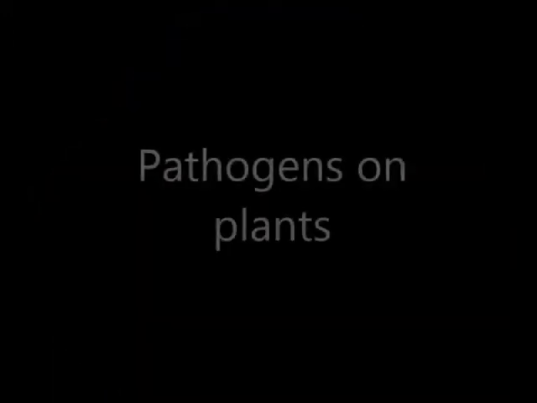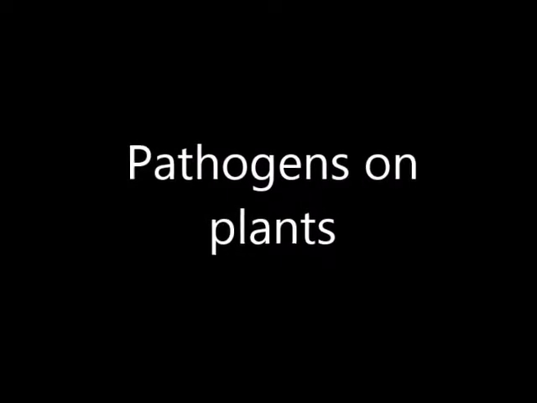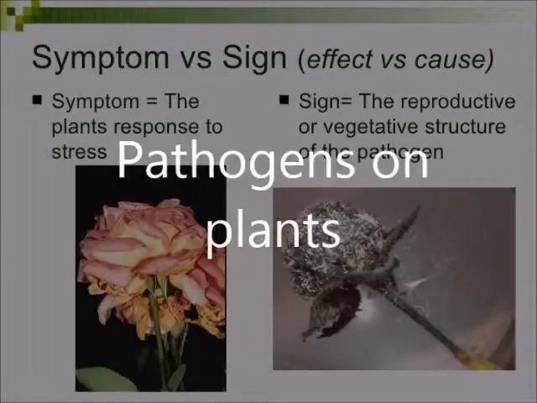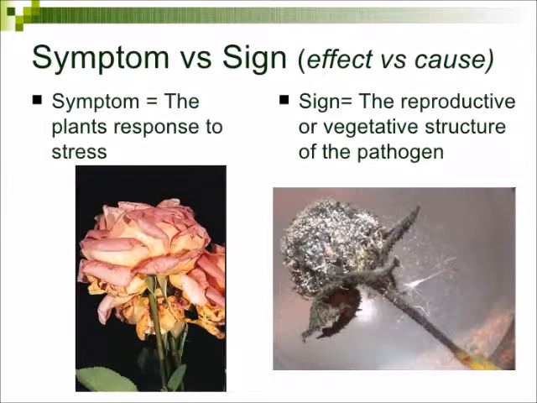So pathogens on plants, let's have a look at that. Most plants will show 2 signs once affected by a pathogen. The symptom, which is the plant's response to stress, meaning it's being attacked, and the sign is the reproductive or vegetative structure of the pathogen, which means it's already attacked and now it's actually starting to spread or go onto other plants.